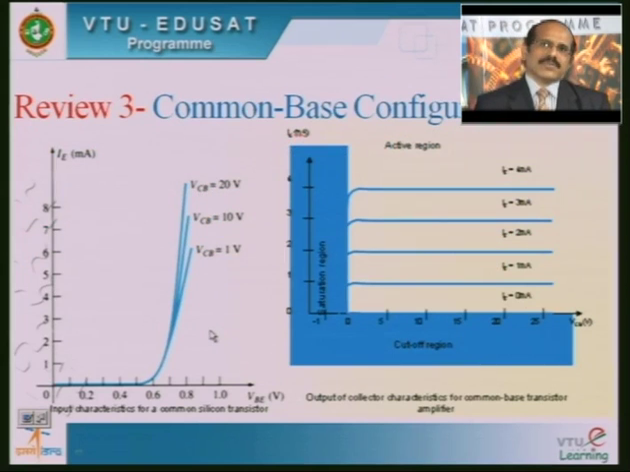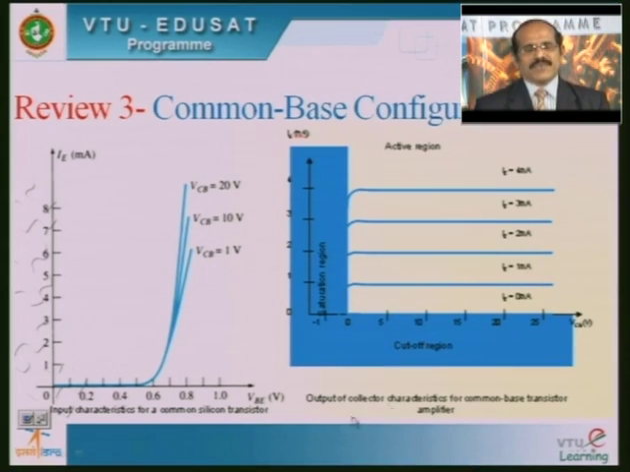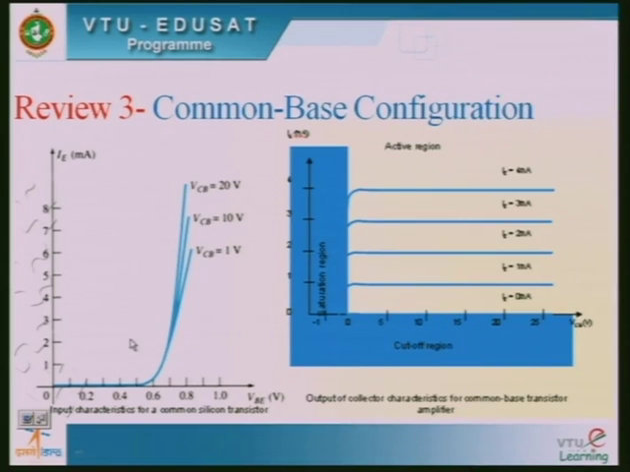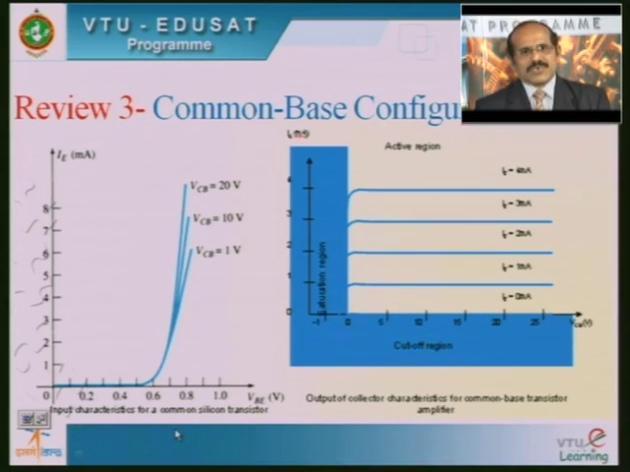Also, we discussed the input characteristics and output characteristics of the common base configuration. So, friends, you know that the input characteristics are the plot of the graph between base to emitter voltage and the emitter current. So, VBE is the input voltage, IE is the input current, keeping VCB constant. For a fixed value of VCB, if you draw the plot of VBE versus IE, you will get the input characteristics of the common base configuration.